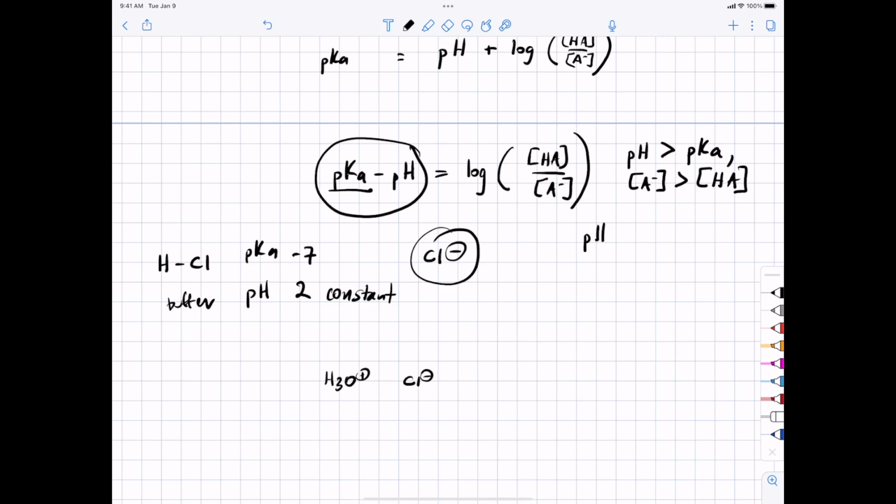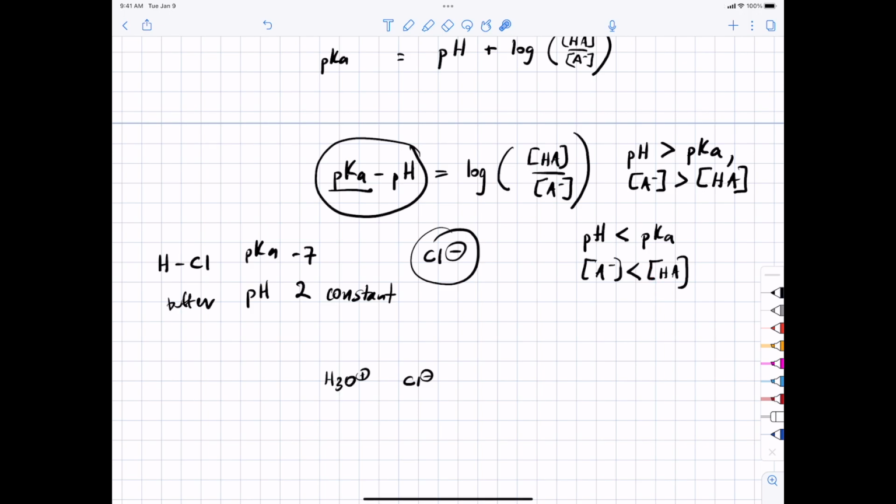We can also say that if pH is less than pKa, then this number will be positive, and therefore the concentration of HA will be greater than the concentration of A minus. I realize those are still equations and not words.